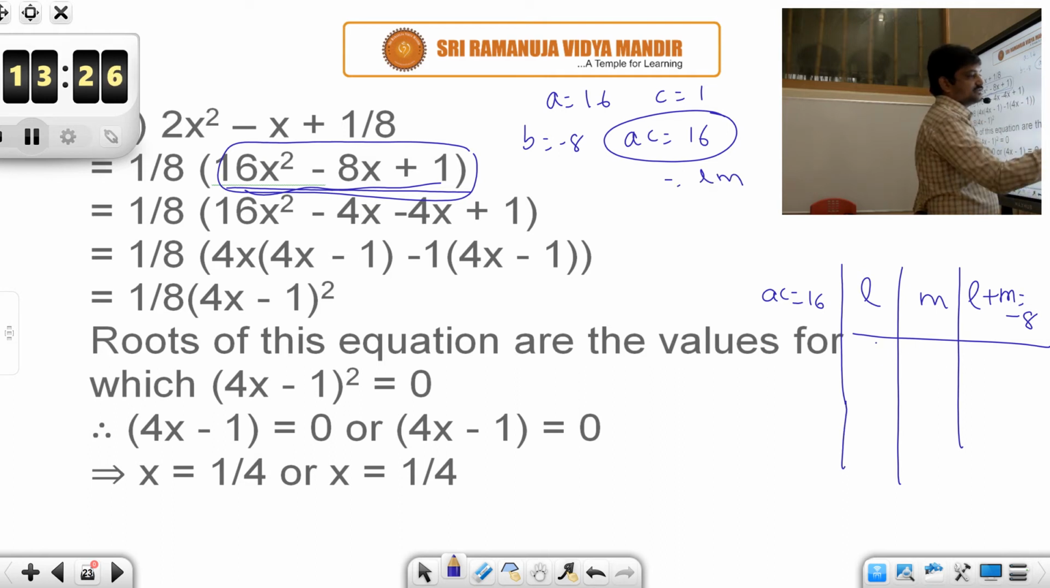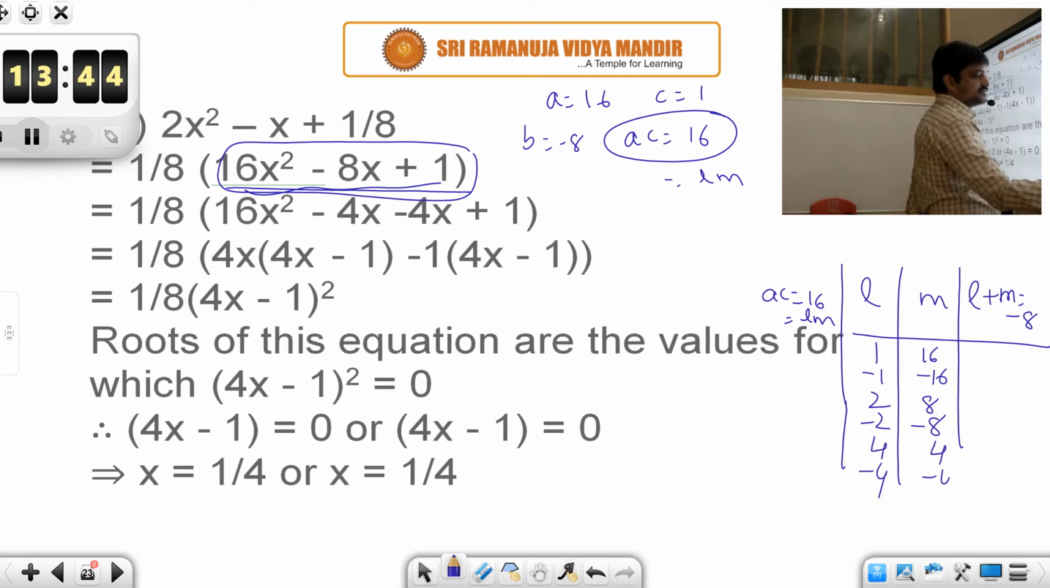So let's choose L as 1. So M would be 16. If you choose L as minus 1, this would be minus 16. If you choose L as 2, then this would become 8. If it is minus 2, then minus 8. And then 4, then M would become 4. If it is minus 4, then minus 4. So these are the only possibilities.